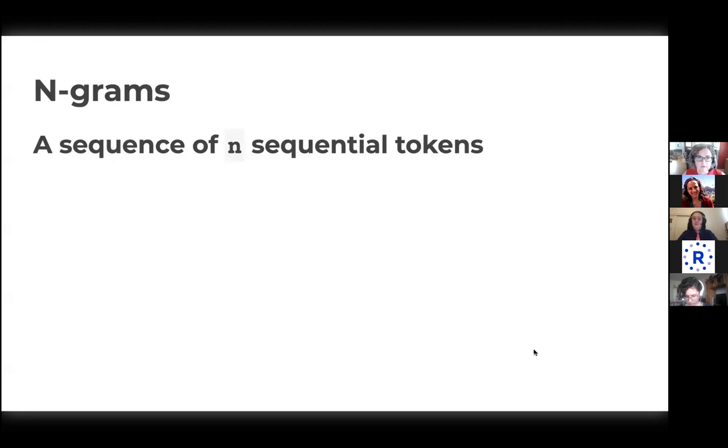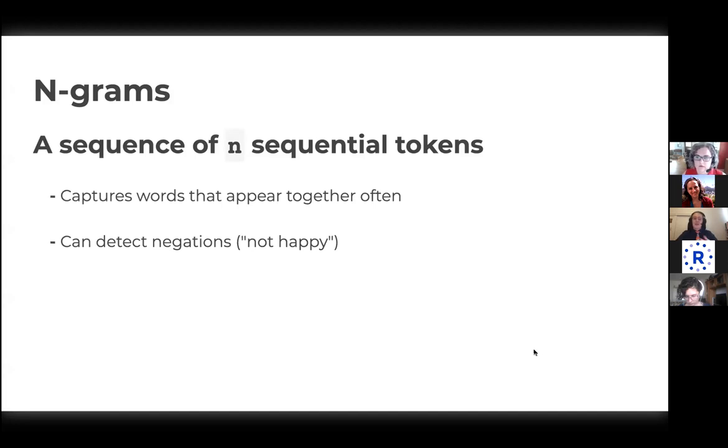And then, since we're using n-grams in the model, let's briefly go over what it is. An n-gram is a sequence of n sequential tokens, where n is the number of sequential tokens. Doing this captures the words that appear close together, and we're even able to detect negation. So if the words not happy appear a lot together, we can find that in the n-grams. One of the downsides is that once we start counting pairs of sequential tokens, the cardinality grows polynomially with the n in our n-gram.